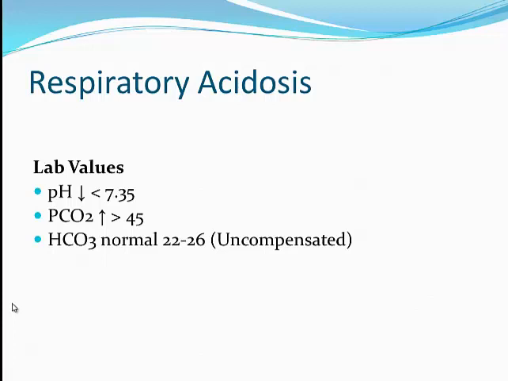In respiratory acidosis, our lab values are going to look like this. Less than 7.35 for the pH, which means it's acidotic. A PCO2 that's above 45, which tells us that it's respiratory, and an HCO3 that is normal, 22 to 26. So it's uncompensated respiratory acidosis.